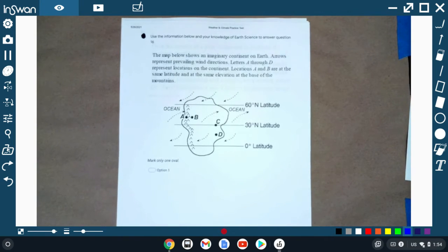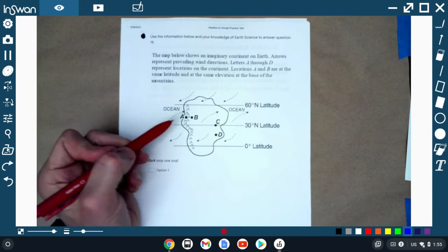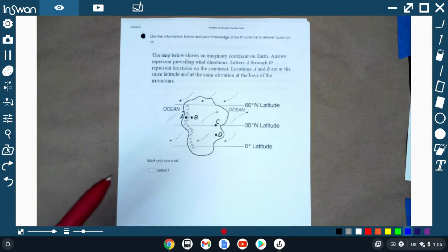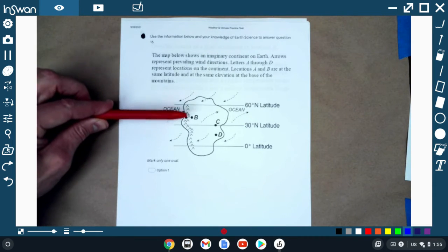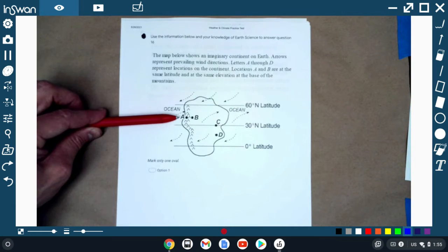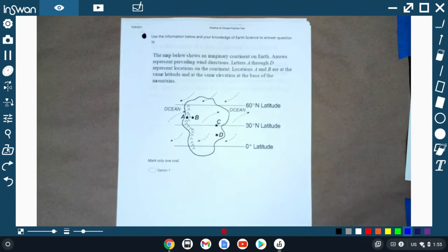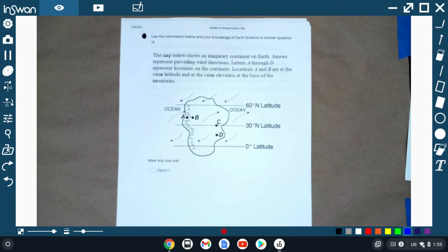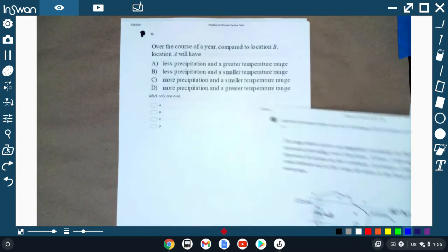Number 16, we have kind of a map of an imaginary continent. The arrows are representing the prevailing wind direction, so which way does the wind blow there? Letters A through D represent locations on that continent, so A, B, C, and D. A and B are the exact same latitude, so it's the same north and south direction, so they're right here. And then they're at the same elevation, so the same up and down. We can see we have a mountain range right there. Let's take a look at the question.